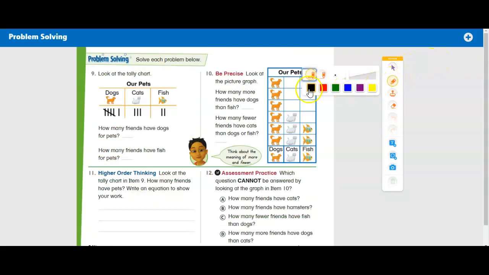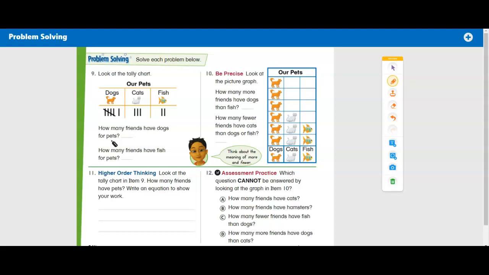And to finish our math lesson for today, we just have 4 more questions. Our directions tell us to solve each problem below. Number 9 says, look at the tally chart. It says, our pets. There are dogs, cats, and fish. Underneath, we see how many there are for each pet. The question says, how many friends have dogs for pets?